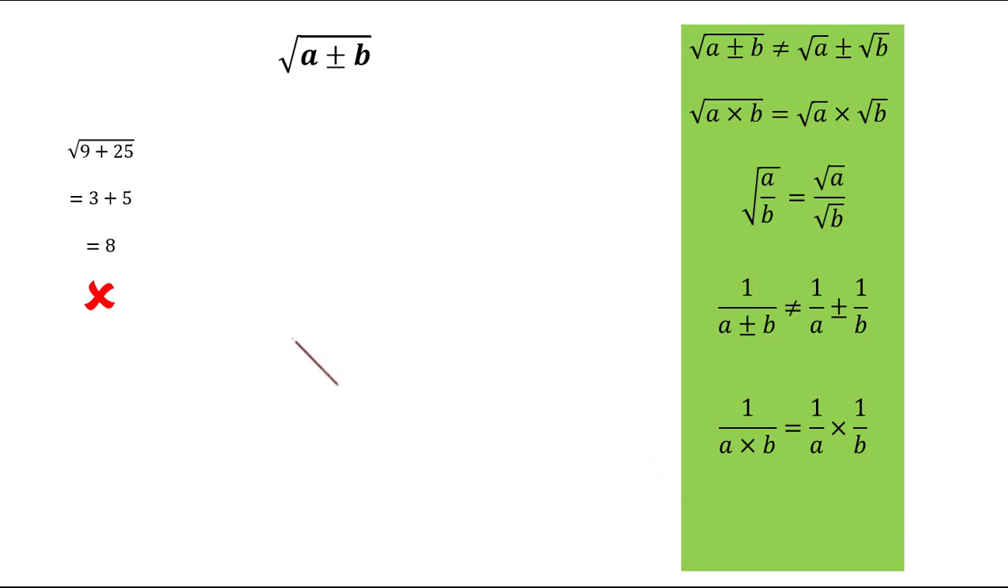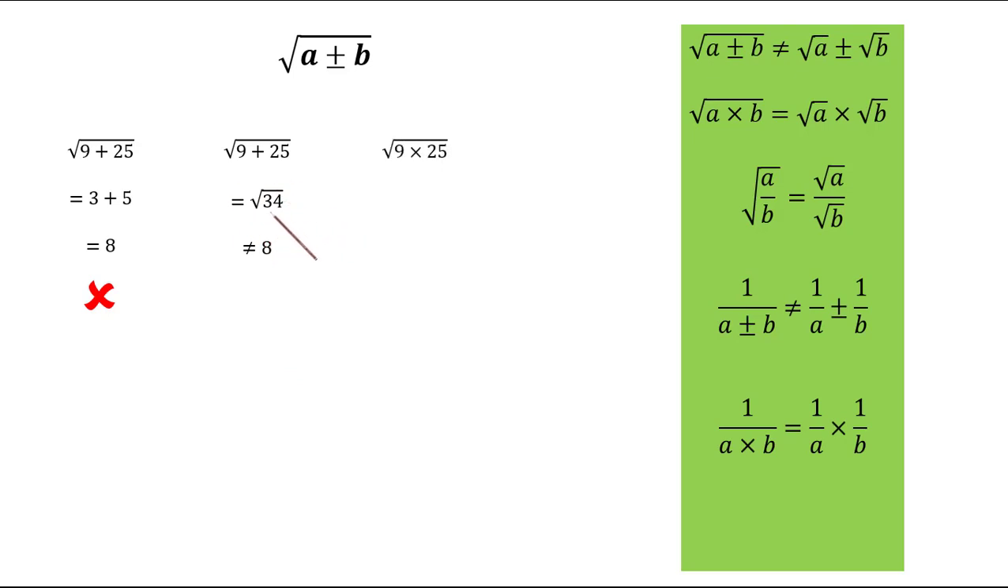Now the question is, why is this wrong? Why is this first rule true? Why is it not equal to? The reason is because 9 plus 25 is 34, and square root of 34 is definitely not equal to 8, because square root of 64 is equal to 8. So how do we solve this? We simply cannot solve this, and square root of 34 is the right answer.